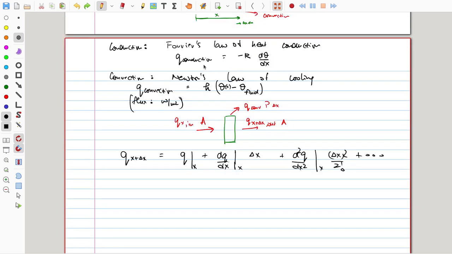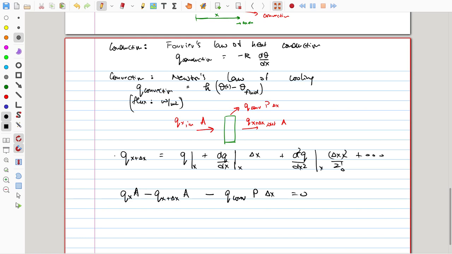Okay, so with this I can now substitute that in the overall balance. So what is the overall balance? The overall balance says that Q at x times A is entering, so that's a positive sign, and Q at x plus delta x times A is leaving, so that's a negative sign, and then we also have Q convection times P times delta x leaving, and that is 0. So this is the energy balance equation.